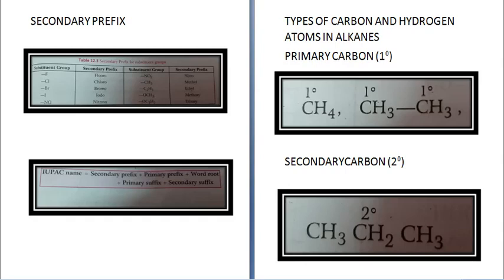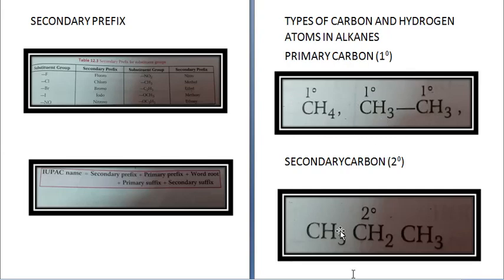Carbon and hydrogen both are of four types. First is primary carbon, which is also called 1 degree carbon. If a carbon atom is linked to one or no carbon, it is called a primary carbon atom. Example: CH4, CH3, CH3. In CH4, it is methane, it is not linked to any other carbon, so it is primary. CH3, CH3, these are linked to one other, so it is primary. So either to 0 or to 1, it is primary.